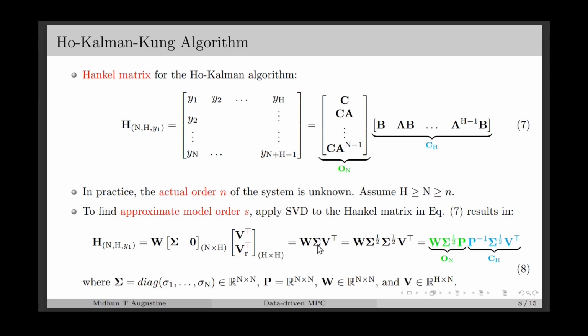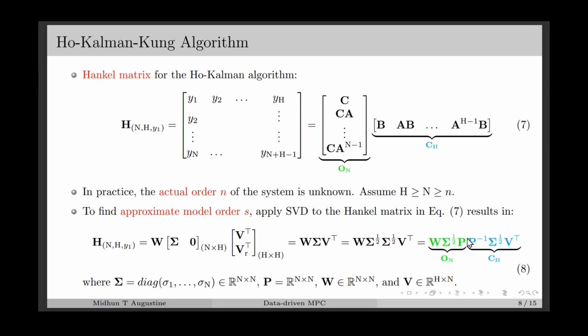Since sigma is a square matrix containing non-negative elements along its diagonal, we can write it as sigma raised to 1 by 2 into sigma raised to 1 by 2. And here we can also include an invertible matrix P, which is of size n by n. And in this lecture, we will be selecting P as the identity matrix of size n by n. This results in the factorization of the Hankel matrix as the product of On and CH as in equation 7, where this will be the extended observability matrix and this will be the extended controllability matrix.